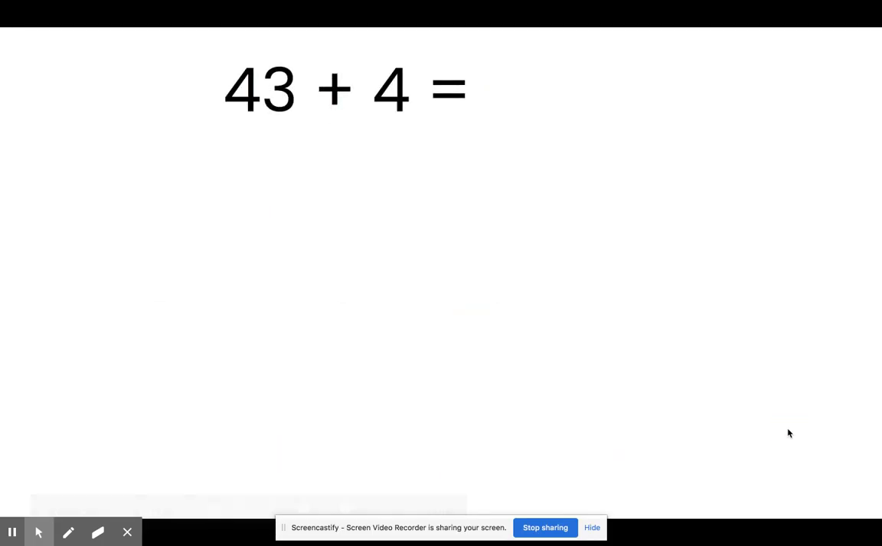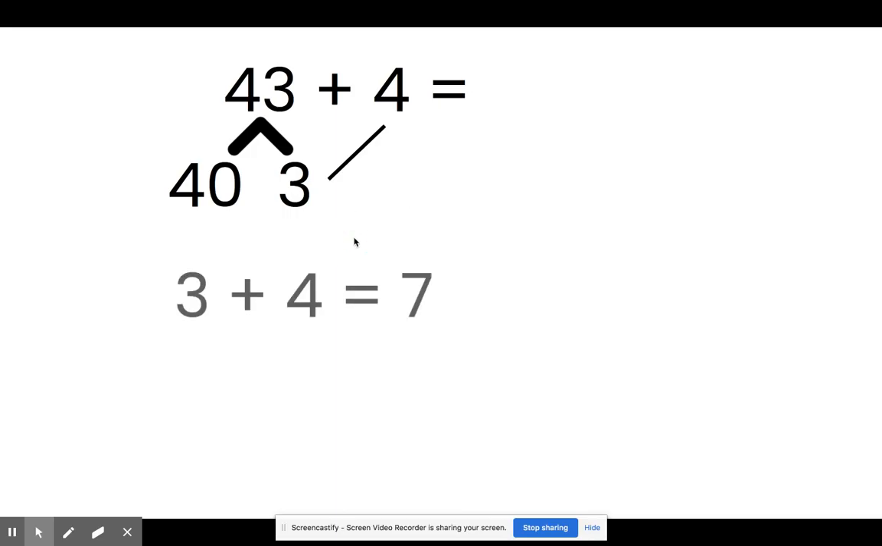You can even do this when the like unit is something other than the tens place value. Let's look at 43 plus 4. Let's break down our 43 into tens and ones. 43 can be broken down into 4 tens, which is 40, and 3 ones, 3. Now, these two, the 3 and the 4, are similar or like units. They're ones. We're dealing with the place value of ones. So we're going to add the ones first this time.